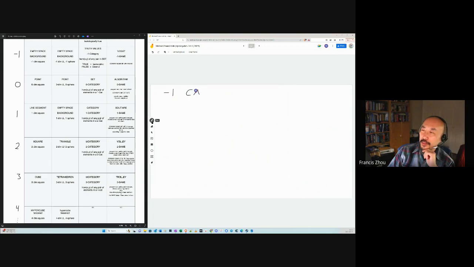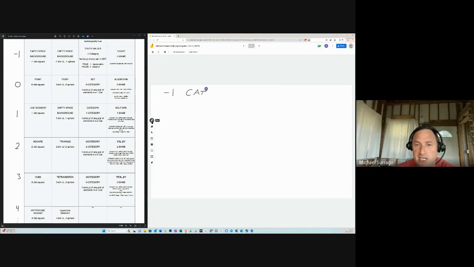Yeah, there we go. So just as a negative one category, which we said is the Hom set of a pair of objects in a set, which again is a 0 category. So they mean the same thing.